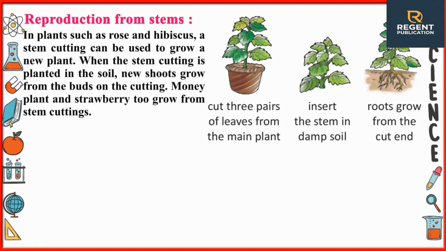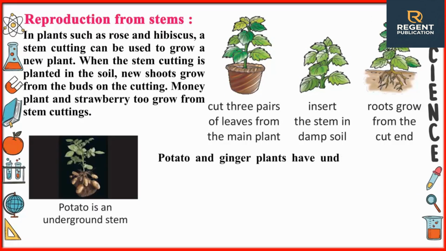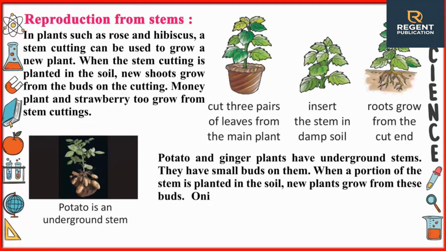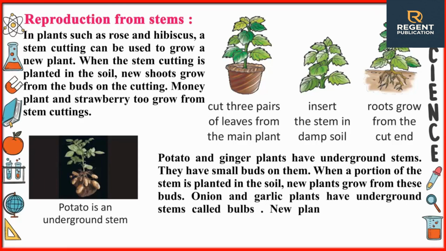Potato and ginger plants have underground stems. They have small buds on them. When a portion of the stem is planted in the soil, new plants grow from these buds. Onion and garlic plants have underground stems called bulbs. New plants grow from these bulbs.